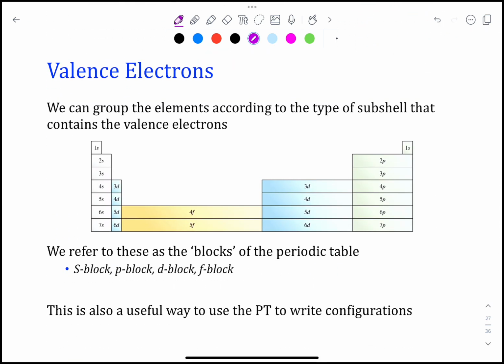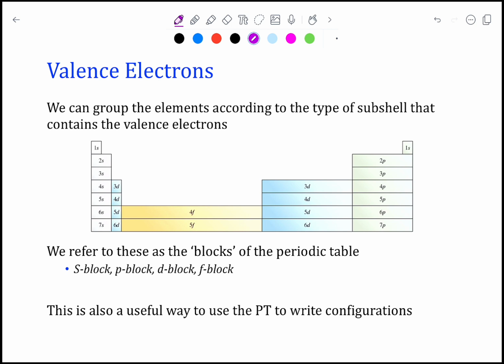We can group the elements according to the type of subshell that their valence electrons exist in. And we refer to these as blocks on the periodic table. If you look through all of our previous electron configurations that we've written so far, you've noticed that where we've ended is in different types of orbitals depending on where we're at on the periodic table. Maybe we left off with unpaired electrons in the s or the p or the d. That's what we're referring to as being able to group them based on where their valence electrons are.